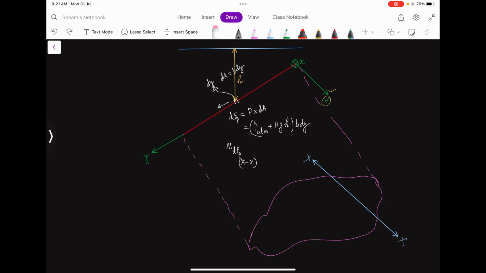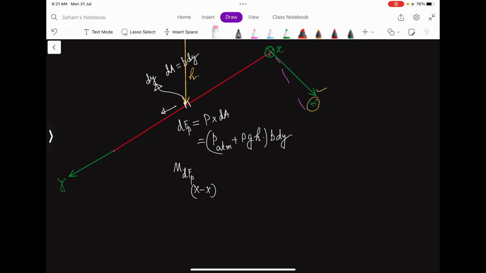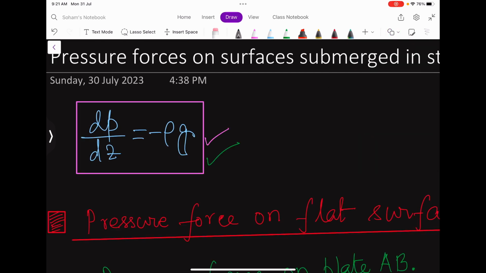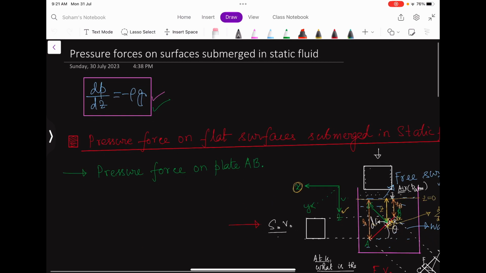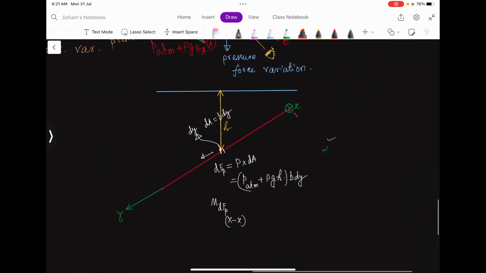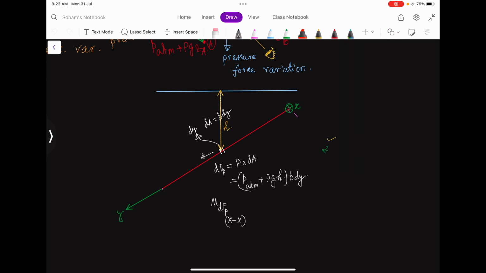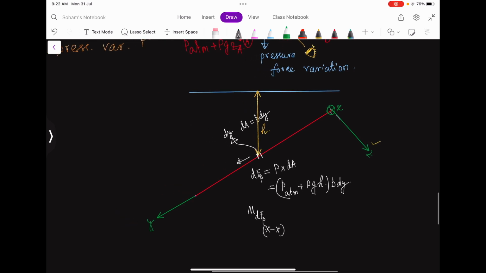Sorry. Let me draw this arrow again. I'm sorry for all these things, just a little inconvenience. So let me draw this arrow. I'm sorry for that.